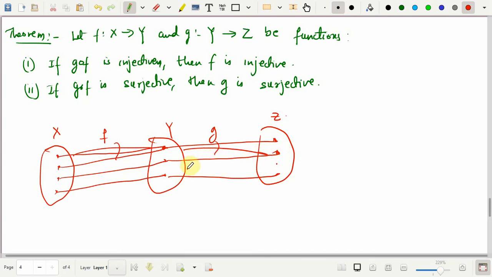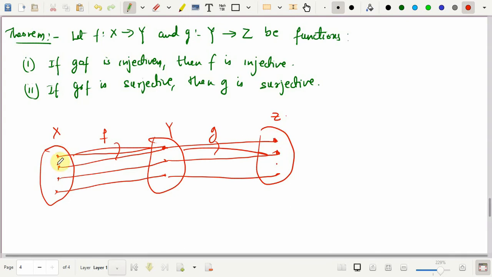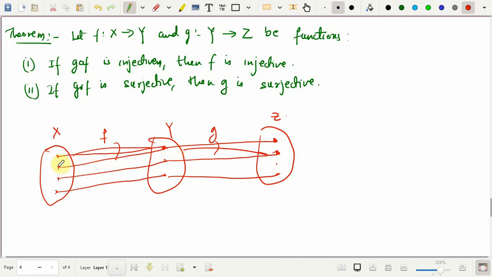But in this case, G composite F will not be injective, because you will see that these 2 points through G composite F will map to this point, and therefore these 2 distinct points will map to the same point in Z through G composite F. That's why it is necessary for F to be injective for G composite F to be injective. So we say that if G composite F is injective, then F is injective.